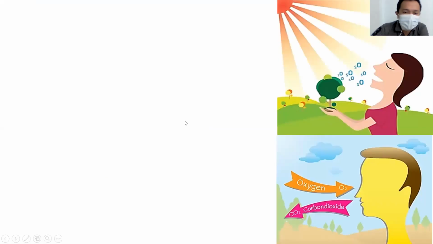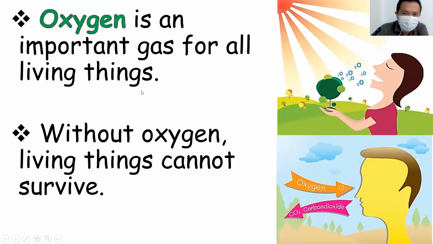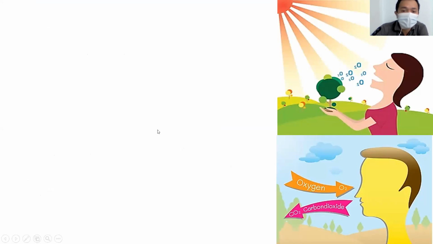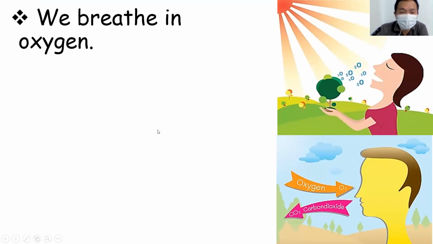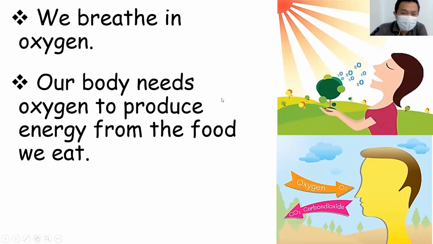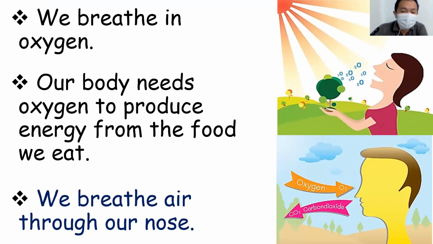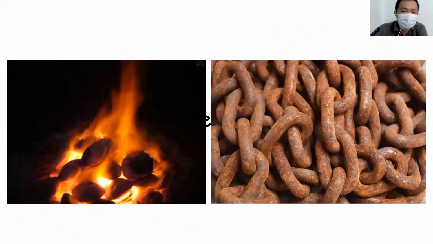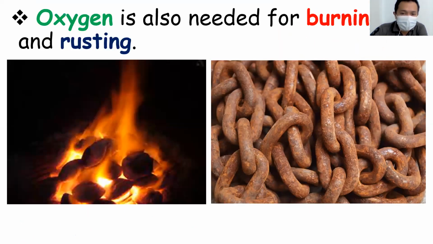And remember, kids, that oxygen is the most important gas for all living things. Without oxygen, living things cannot survive. So we cannot survive without the presence of oxygen. All of the living organisms, because we breathe oxygen. Our body needs oxygen to produce energy from the food we eat. Remember this one. And also we breathe air through our nose. I think we end it here.